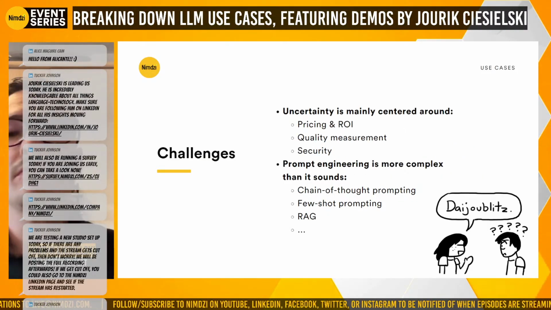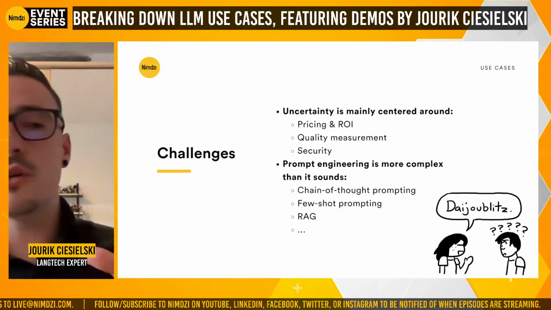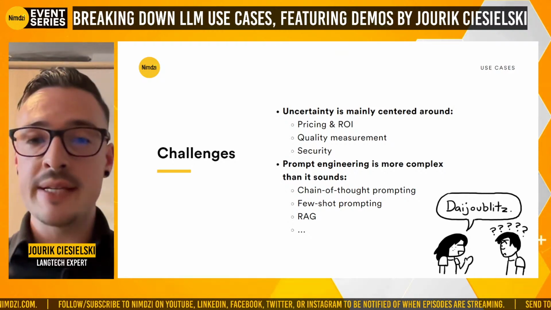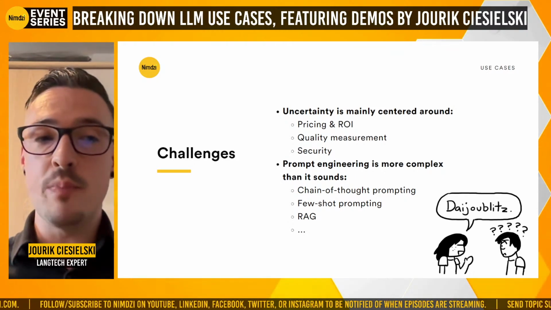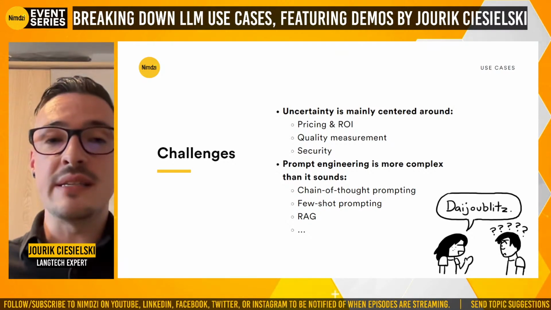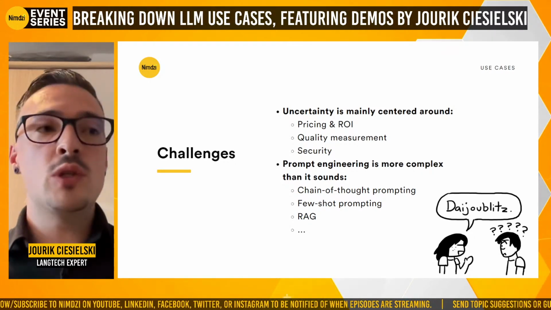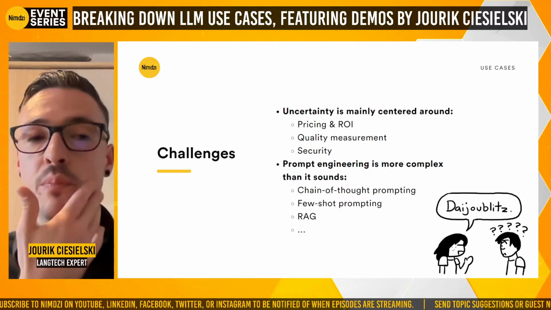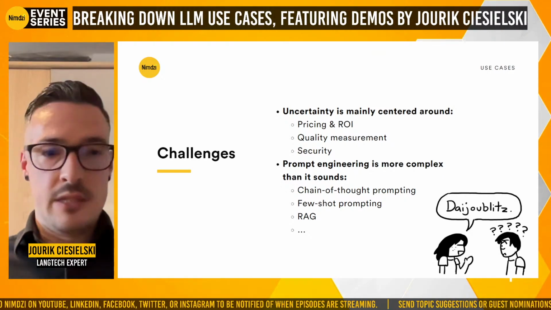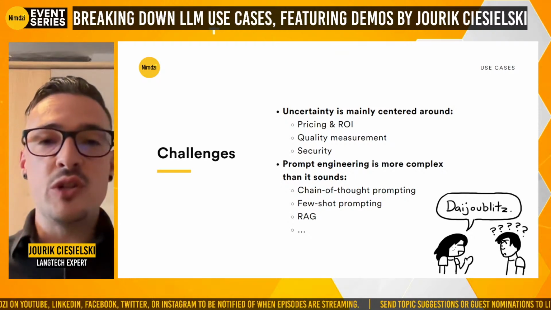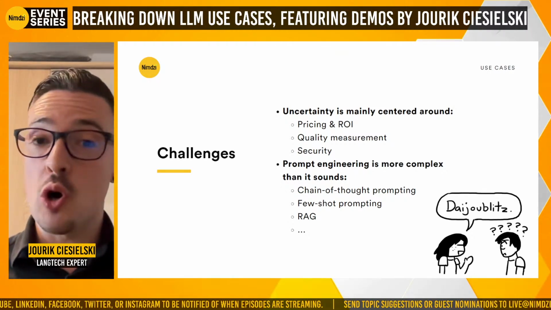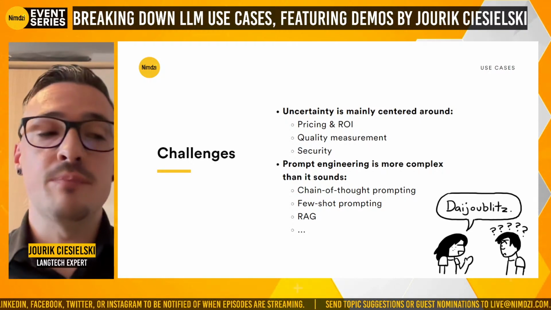There we go. So what are the challenges? I'm talking about uncertainty. And I think the uncertainty is mainly centered around pricing and ROI, which applies both to buying the technology or buying the service as well as selling the service. How many tokens do I consume on average per call, per request? How do I price my service per word, per hour? Subscription-based, whatever. There's no standardization. We need to create these services from scratch, which brings a lot of uncertainty.